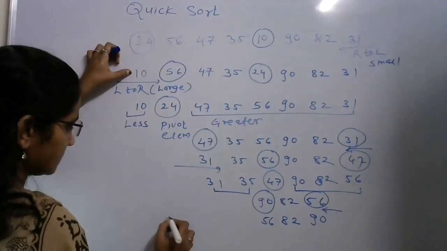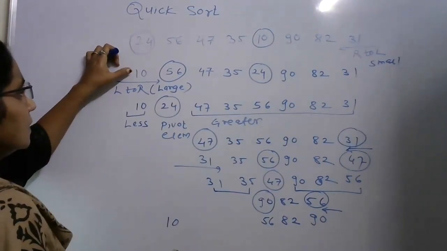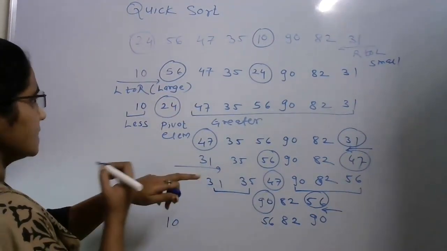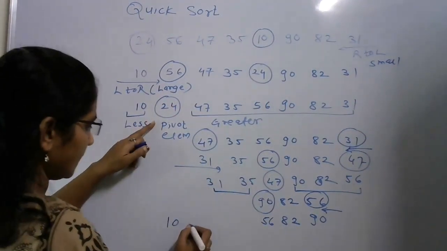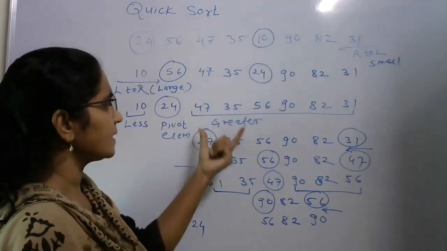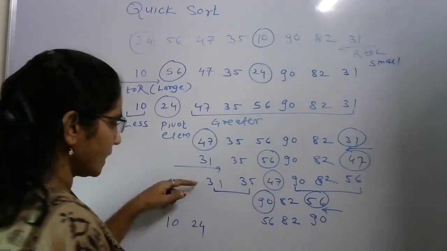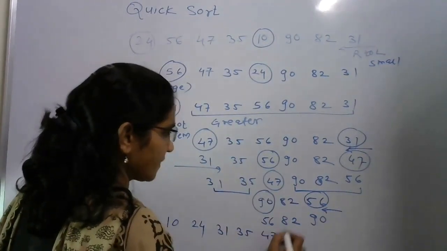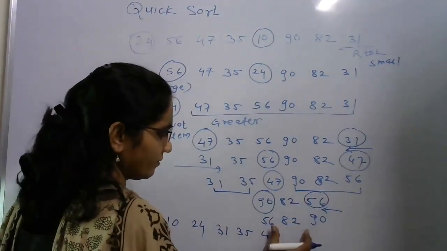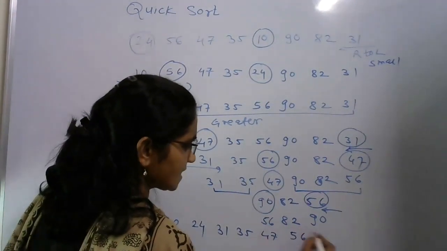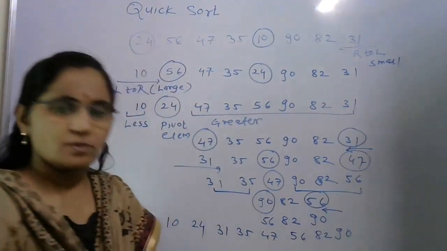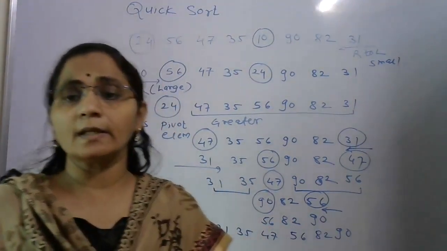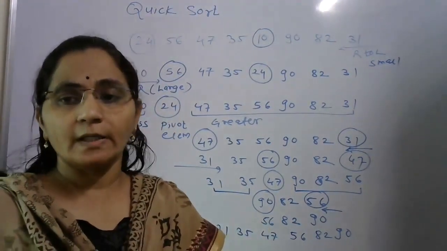So the first is 10. Then the second list is this 47, 35, but the pivot element here is 24. So 10, then here 24. Then we have solved this sublist 2 and we get the two elements sorted, 31, 35. And again the pivot element is 47. When we solve this sublist 2, we get the elements in ascending order: 56, 82, and then 90. So this is your final sorted order: 10, 24, 31, 35, 47, 56, 82, and 90. Finally your whole array gets sorted.